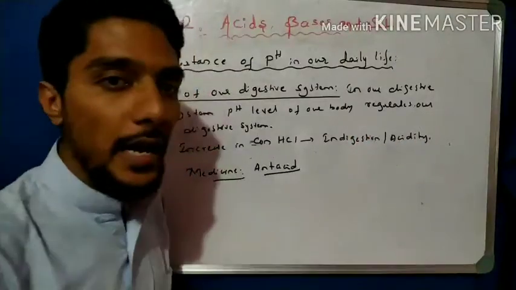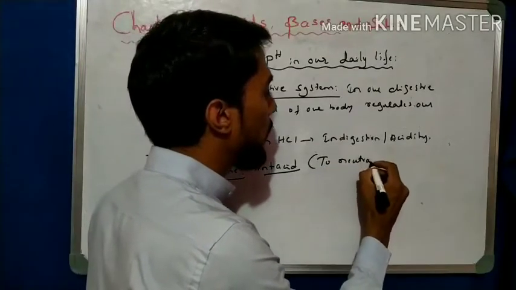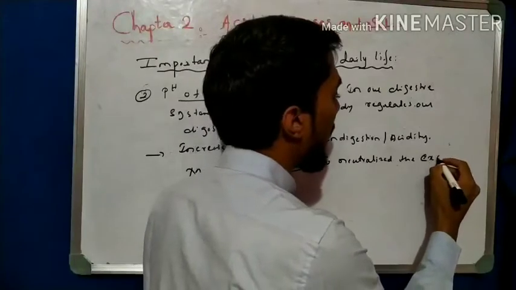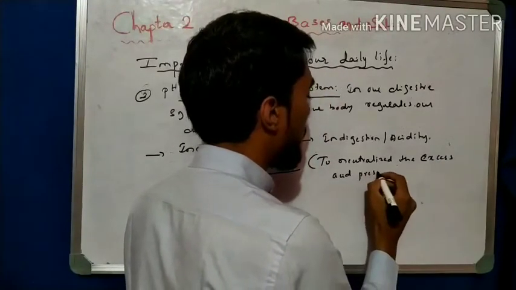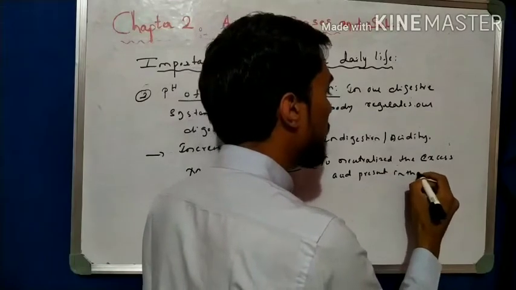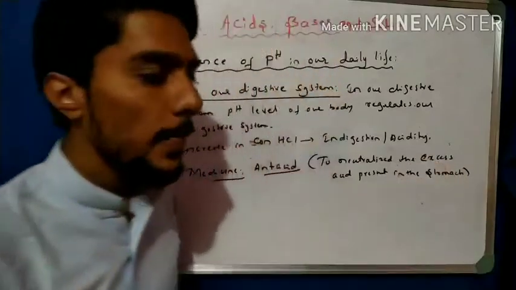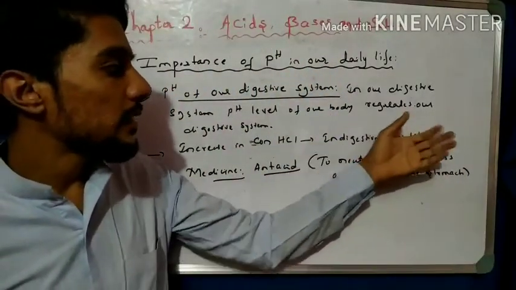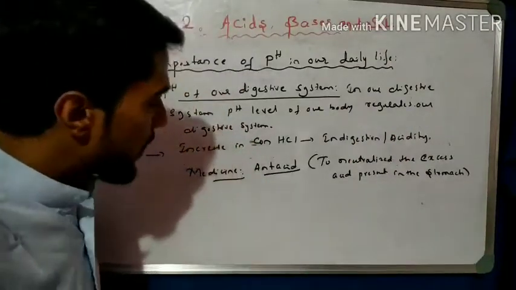So why do we take antacid? To neutralize the excess acid present in the stomach. We neutralize this excess acid present in the stomach using the antacid. That is very important.